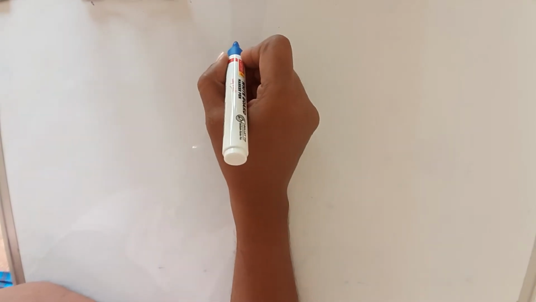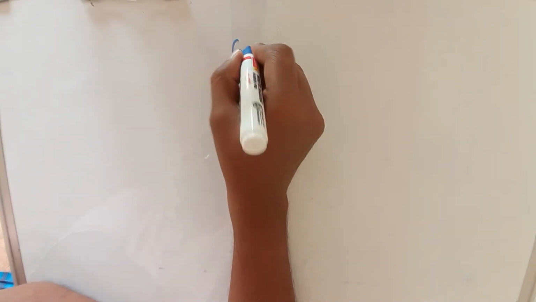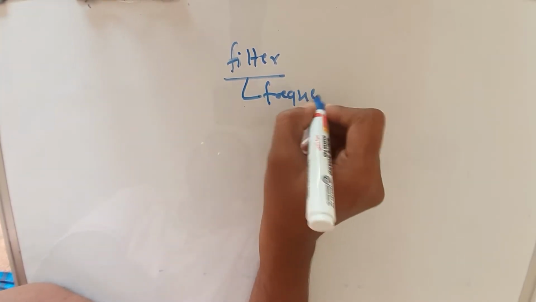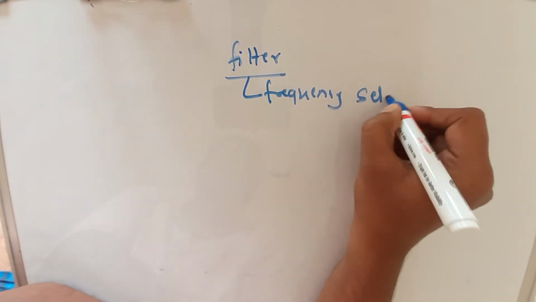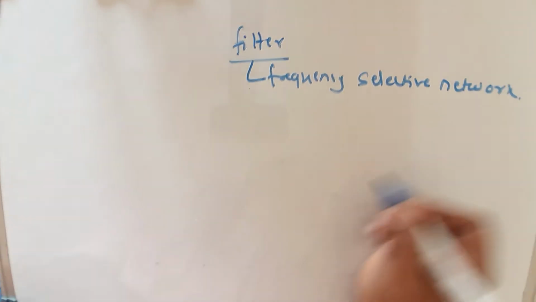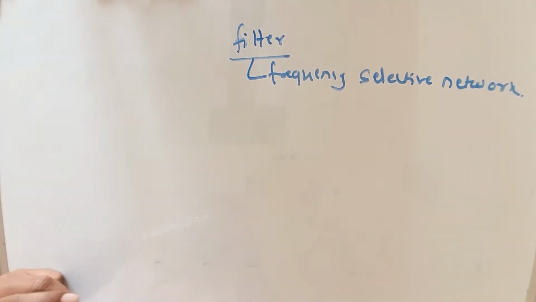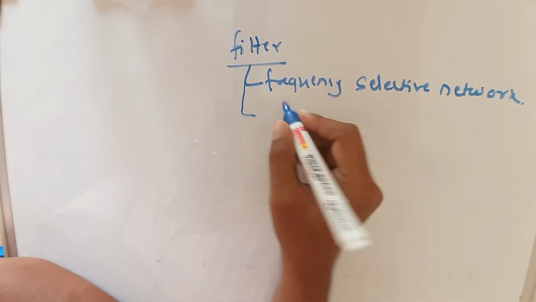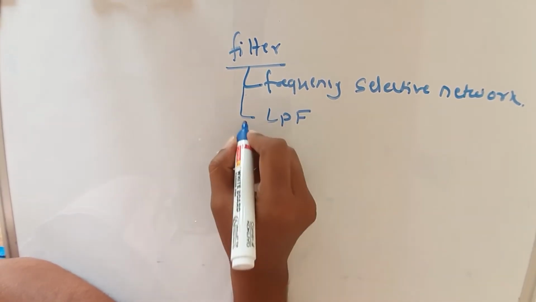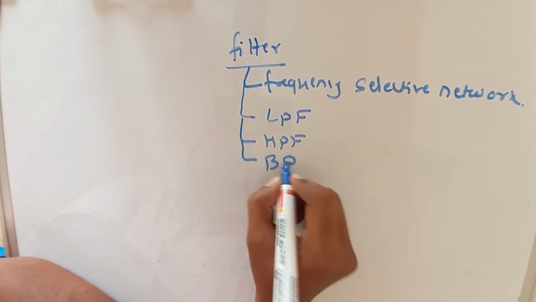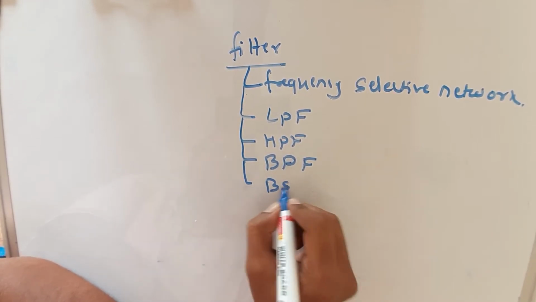Today we will see what is a filter. A filter is basically a frequency selective network which will select a particular range of frequency while attenuating a different range of frequency. After this, we will study the graph of low pass filter, high pass filter, band pass filter and band stop filters.